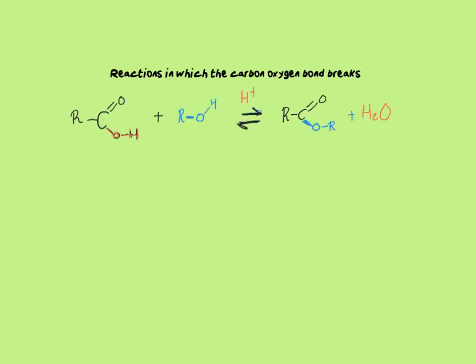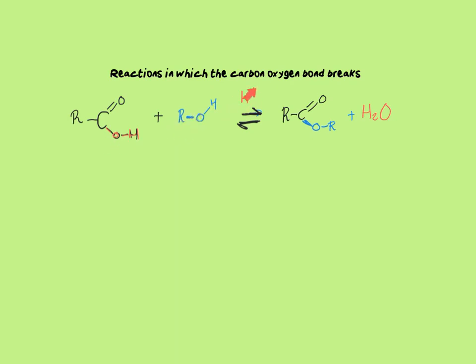Now we're going to look at reactions in which the carbon-oxygen bond breaks. The carbon-oxygen bond has quite a strong bond enthalpy, so quite a lot of energy is needed to overcome it. So in carboxylic acids, this reaction doesn't occur spontaneously. An example that we're going to focus on is the reaction of carboxylic acids with alcohols.